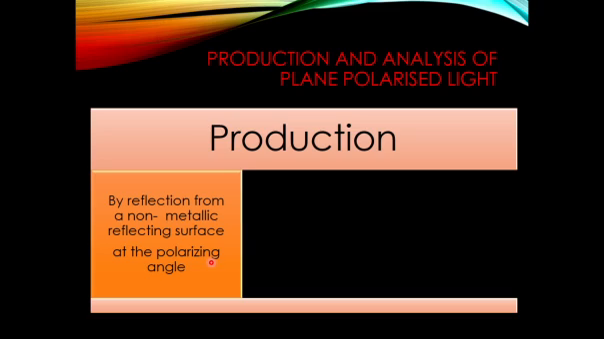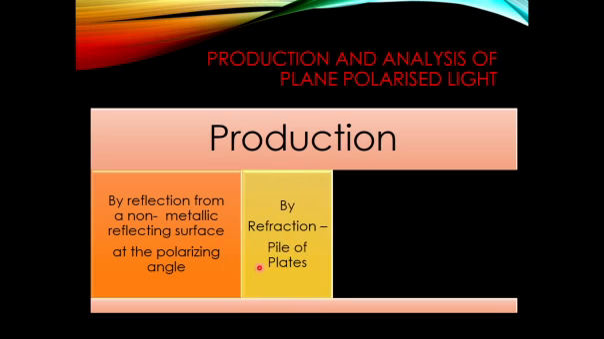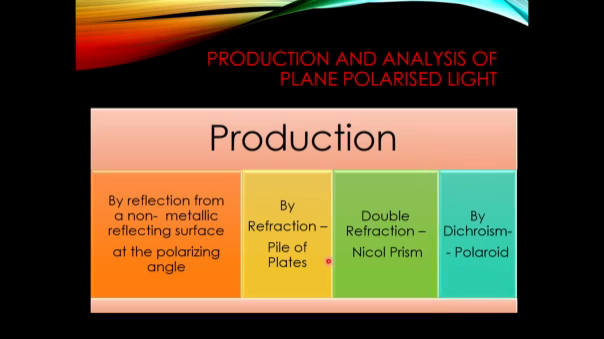That is, it would consist of vibrations perpendicular to the plane of incidence. And the second method was we can also get plane polarized light using refraction, but in that case we would have to use a pile of plates to get completely plane polarized light. Another method is the Nicol prism, which relies on the principle of double refraction, and the last method is Polaroid, which relies on dichroism.